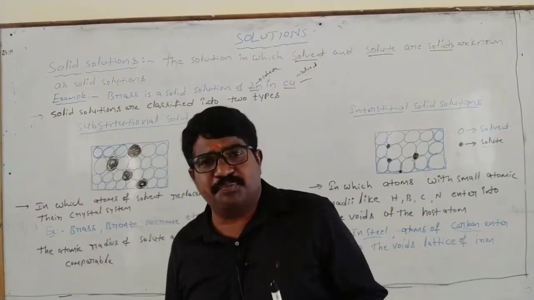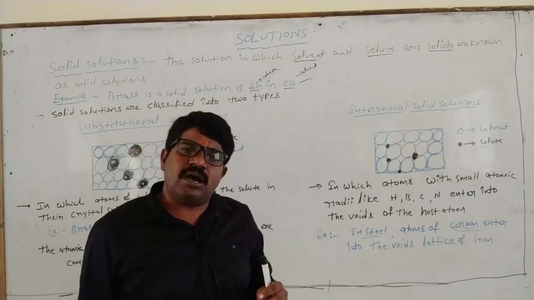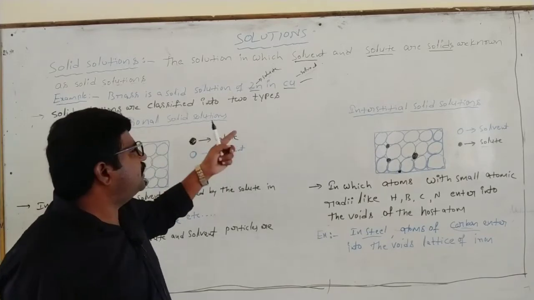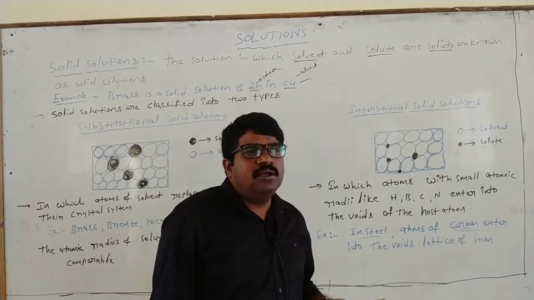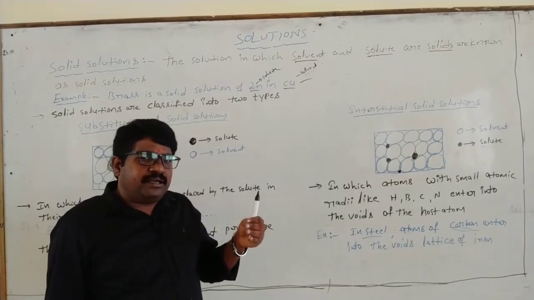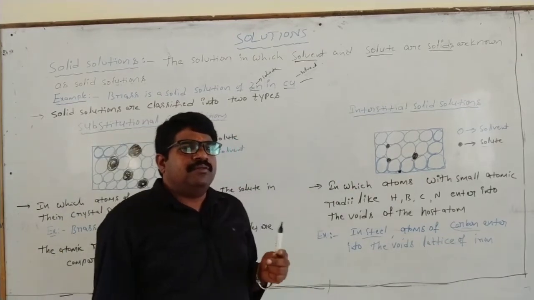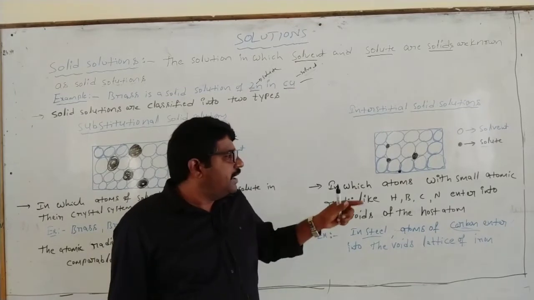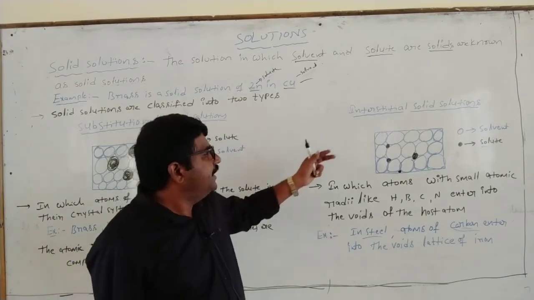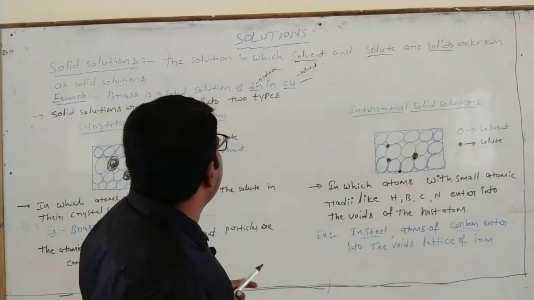Solid solution is a simple topic. Solid solution means solute and solvent both are in solid state. There are two types: substitutional solid solutions and interstitial solid solutions. Substitutional means the solvent particles are replaced by solute. Interstitial means the solute particles enter between the solvent layers. So these are the types of solid solutions.